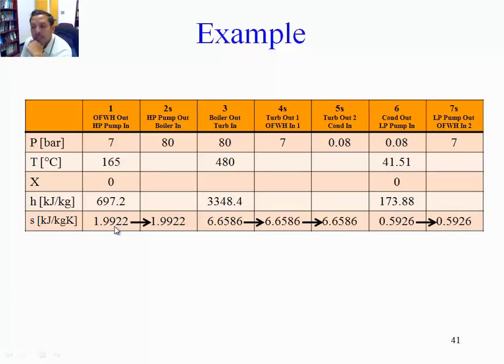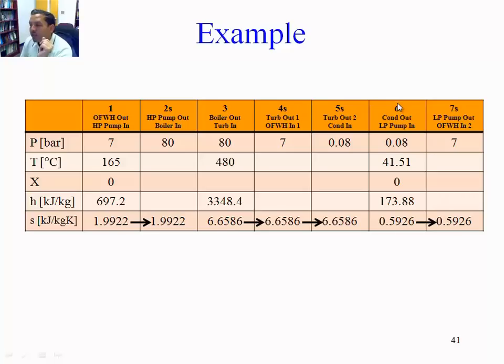Here's the enthalpy and here's the entropy coming into the high pressure pump. Ideally, the pump is an isentropic process. So 1.9922 for entropy transfers into 2S. As it exits the boiler, the enthalpy is 3348.4 because we have superheated vapor with an entropy of 6.6586, and that entropy passes through the two outlets of the turbine, the intermediate and the final outlet, because ideally the process in the turbine is an isentropic expansion.